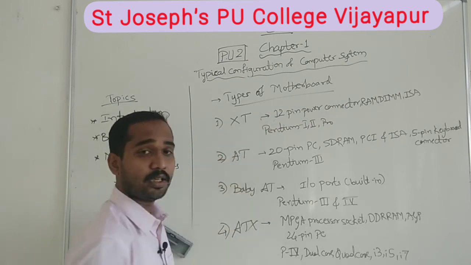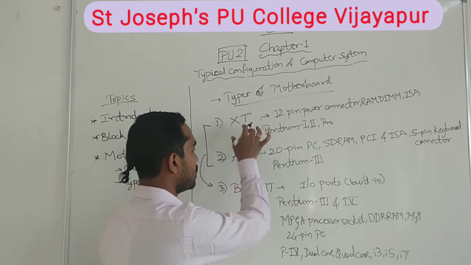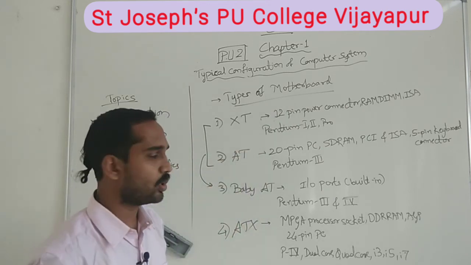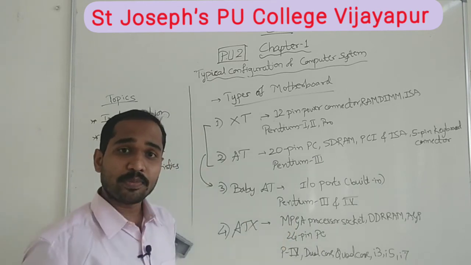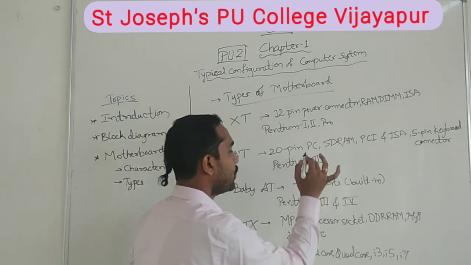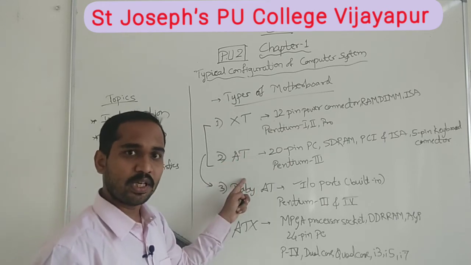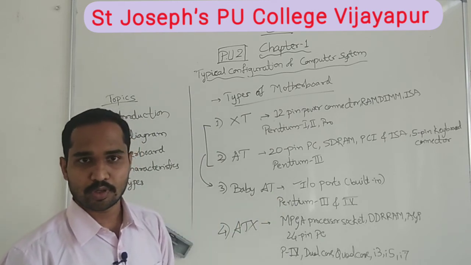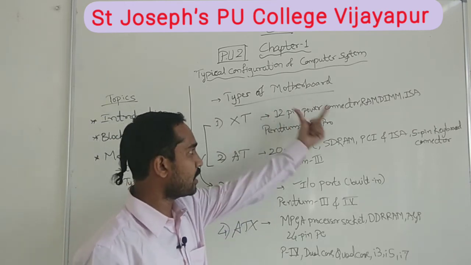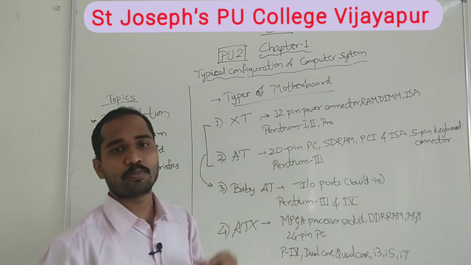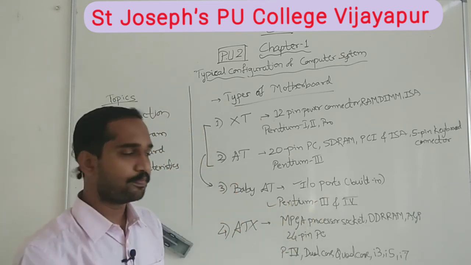Baby AT. Baby AT is the combination of XT and AT. The combination of Extended Technology and Advanced Technology gives this baby AT. Whatever you have seen already in AT will be there. In addition to that, IO ports, built-in input-output ports will also be there, because it is the combination of XT and AT. You have to write this: it is a combination of Advanced Technology and Extended Technology. Then in the second point, write all that has to be there, and in addition, built-in input and output ports will be there. Which is the example? Pentium 3 and Pentium 4 processors will be there in the baby AT motherboard.